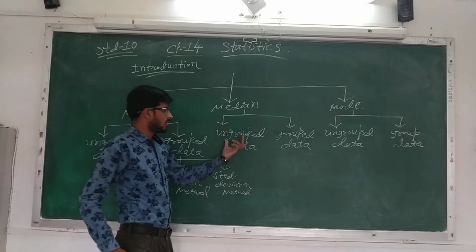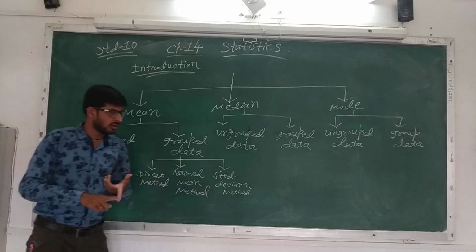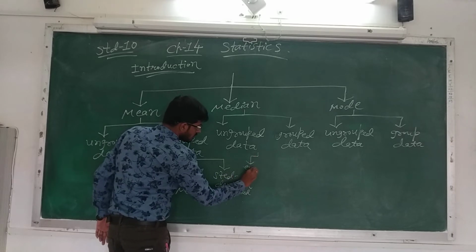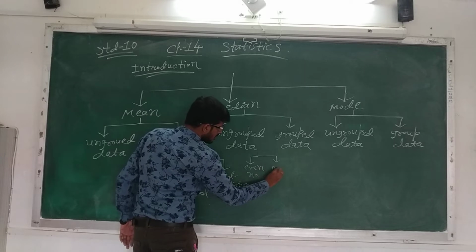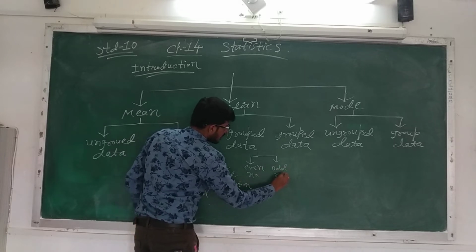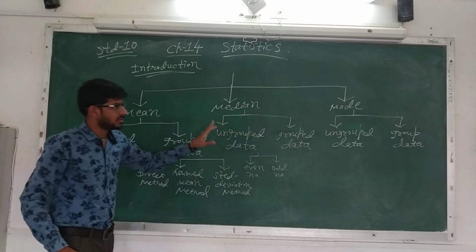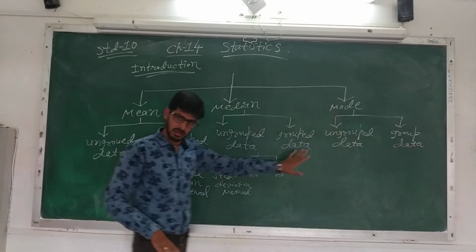In median, ungrouped data, there will be two types: first for even number and second for odd number. For group data, there will be no type of finding median. Same thing with mode, only one type, for ungrouped data and group data.